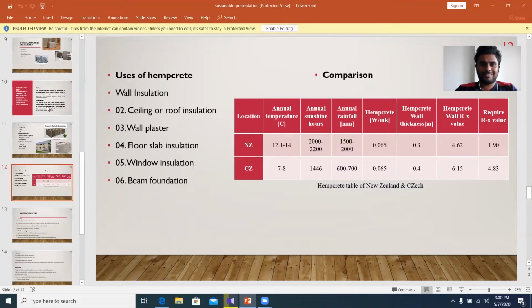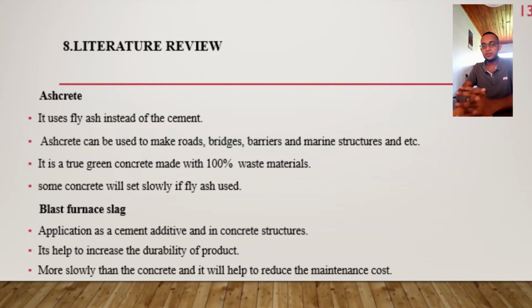Today our topic is alternative product for cement-based concrete. So my part is literature review. We searched many alternatives for the cement-based concrete, and we selected 4 items for it. First one is ashcrete. It uses fly ash instead of cement, and it is used to make roads, bridges, barriers, and marine structures and etc.